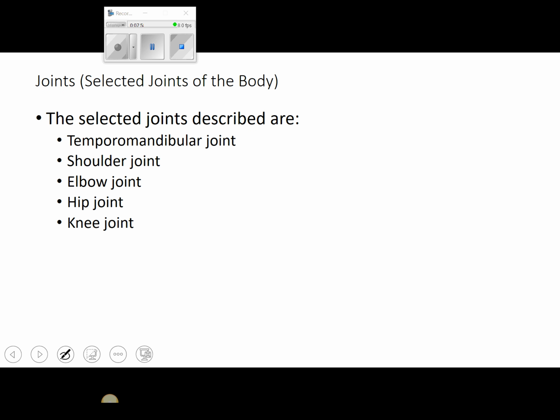Next, this is an outline on some selected joints, more particular selected joints we're going to talk about. That is the temporomandibular joint, which is known as TMJ, your shoulder joint, your elbow joint, your hip joint, and your knee joint.